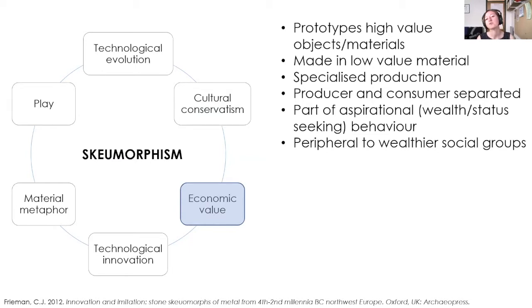Slightly differently, more recent, there's been ideas around imitation and economics, around the idea that skeuomorphs like plastic versions of woven baskets, for example, are low-value materials and low-value copies of high-value objects. You see this in a lot of work around the early Bronze Age in the Aegean, where there are discussions about people copying in ceramic vessels that would have been made in silver or other high-value metals.